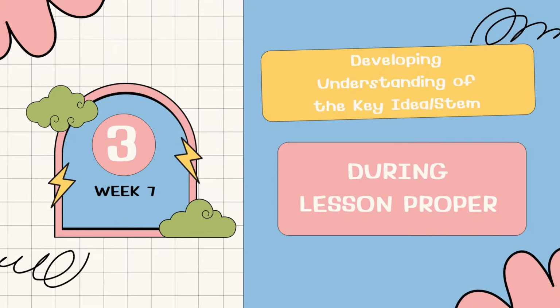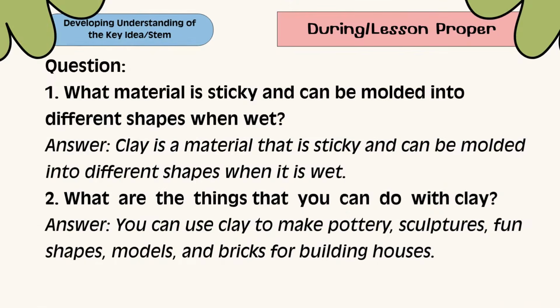Developing understanding of the key idea STEM. Questions. Number 1. What material is sticky and can be molded into different shapes when wet? The answer is clay. Clay is a material that is sticky and can be molded into different shapes when it is wet.